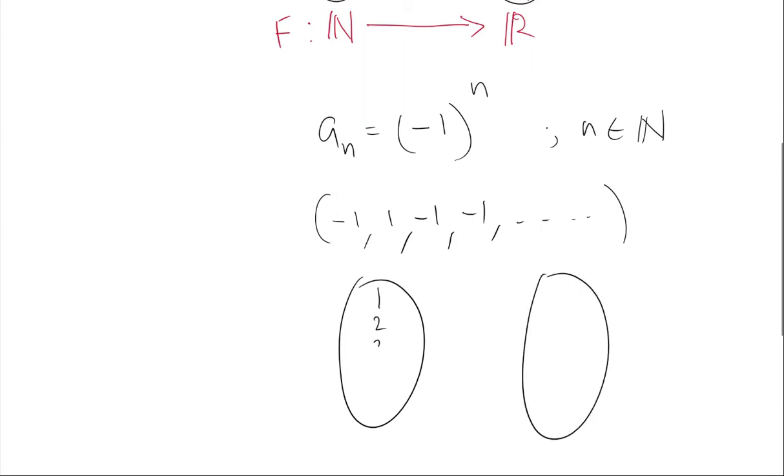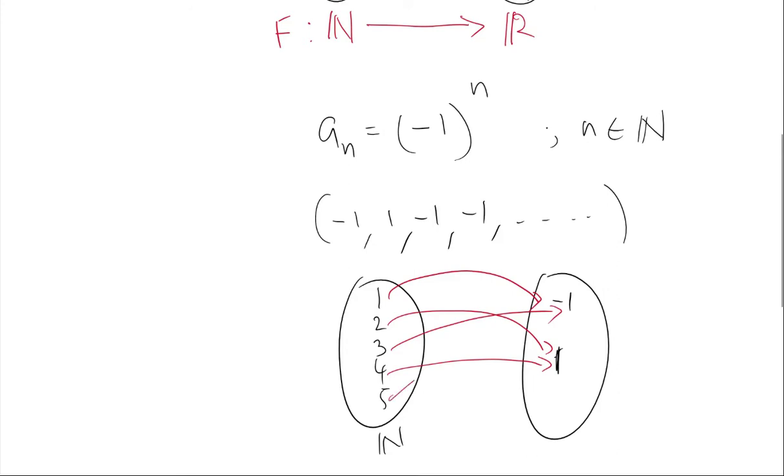Position 1, 2, 3, 4, 5. So this is the natural number system, the domain. And here we only have just two terms, -1 and 1, right? So let's map. First position is -1. Second position is 1. Third position is -1. Fourth position is 1. And fifth position is again -1.